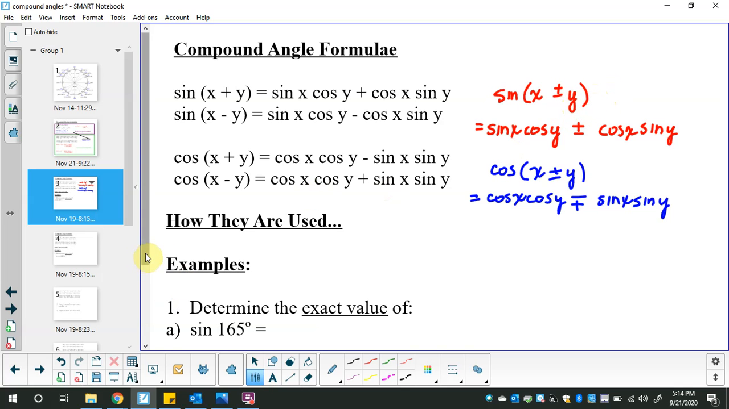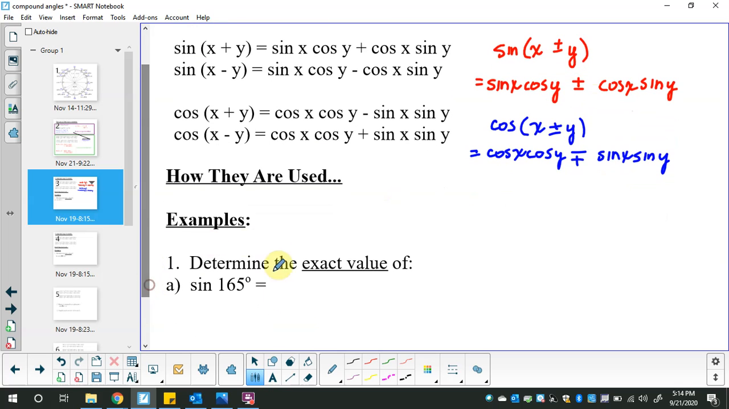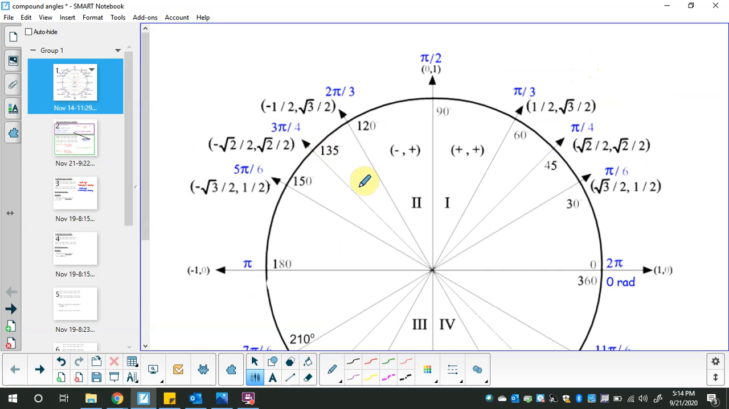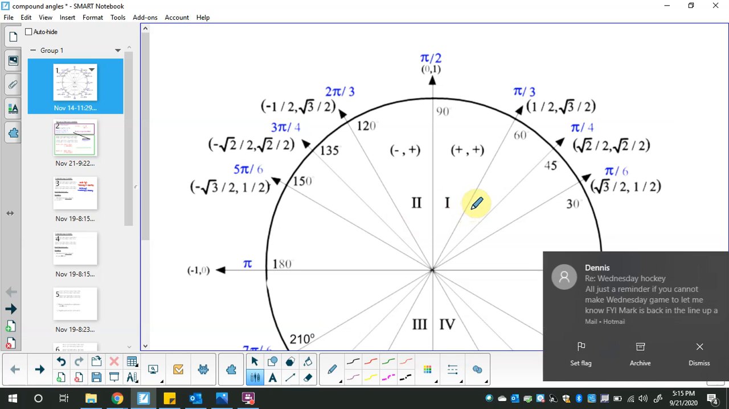So back to this question, the problem with this is that we have a degree measurement that's not on the unit circle. So our job is to take the sine x plus y or sine x minus y and create 165 degrees using numbers off the unit circle. You can take 2 numbers off the unit circle and add them to make 165 degrees. You can take 2 numbers off the unit circle and subtract them to make 165 degrees. And there's lots and lots of combinations. Your answer will be subtly different, but mathematically the same.